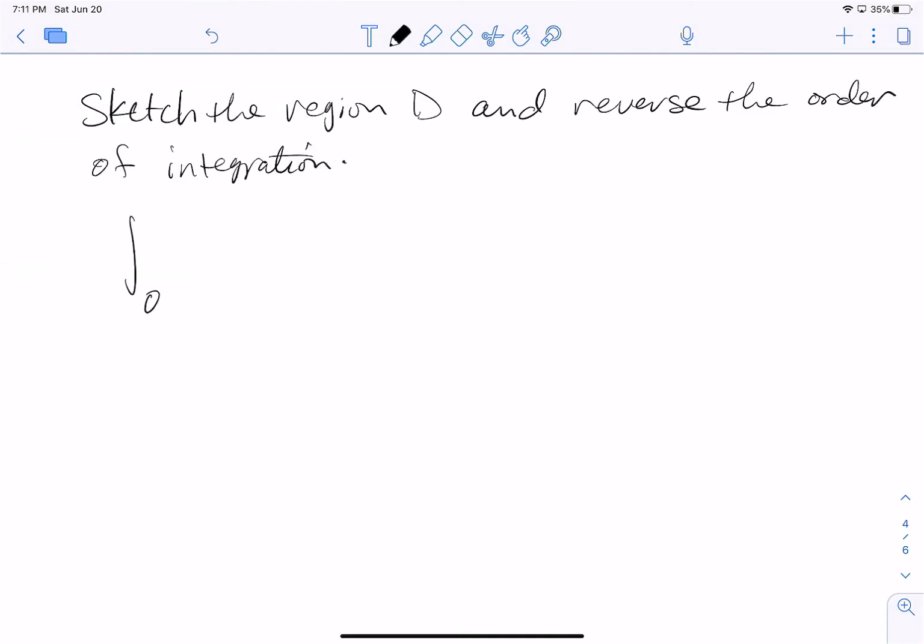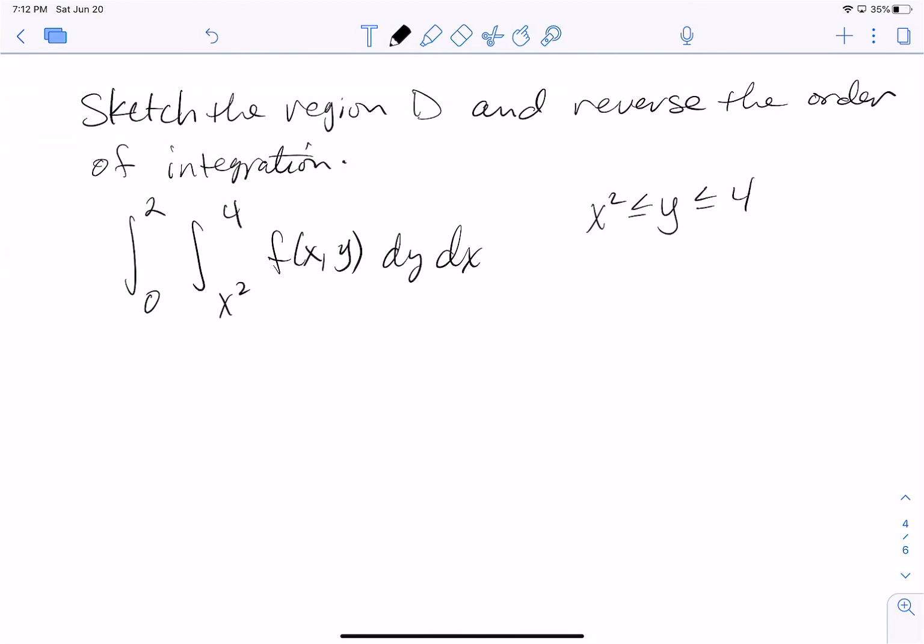Next is something a bit different. Sketch the region D and reverse the order of integration. We're given the integral from 0 to 2 of the integral from x squared to 4 of f of x, y dy dx. The innermost integral with limits x squared and 4 corresponds to the first differential dy. So we know that y will go from x squared to 4. And then the outer integral tells us that x goes from 0 to 2.